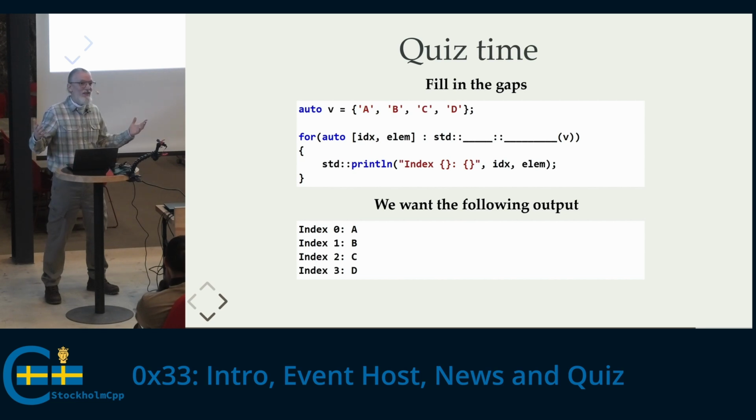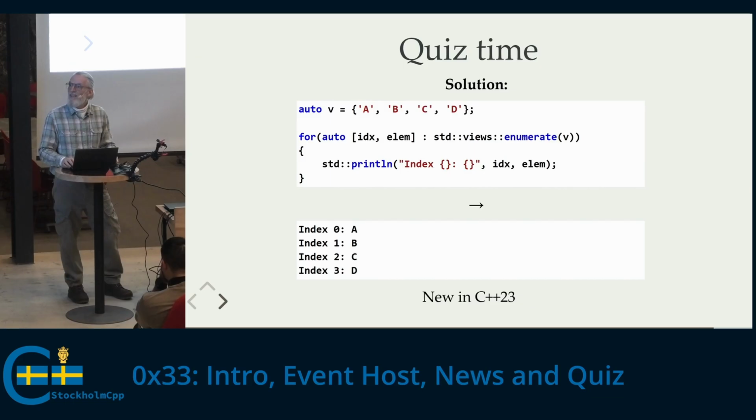Shout it out. Is it ranges and then enumerate? Views and enumerate. Yeah, who was this? You have won. Congratulations. That's the exact answer. Since 23, and if you're not in the ranges now, which I could understand, but this might be one of the first things that you want to use, because it eliminates another index thing, which makes the code more safe.